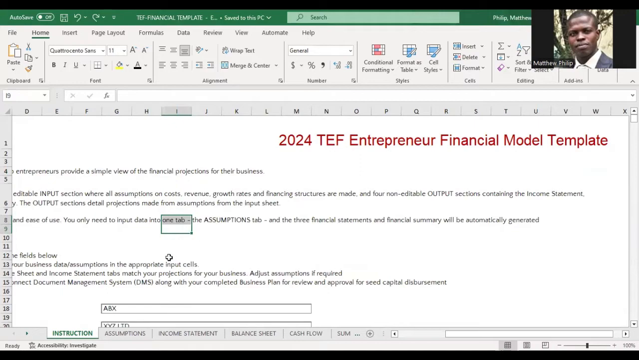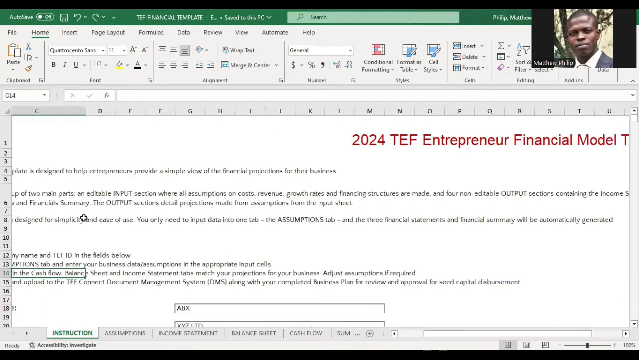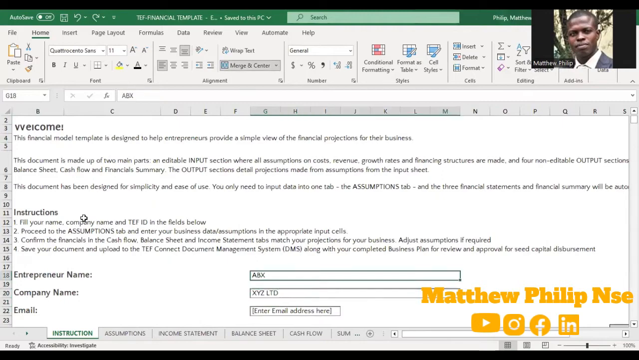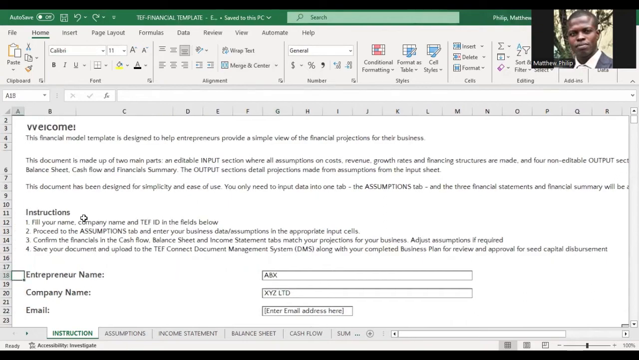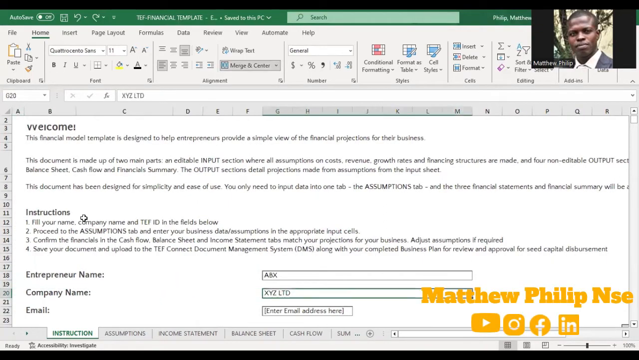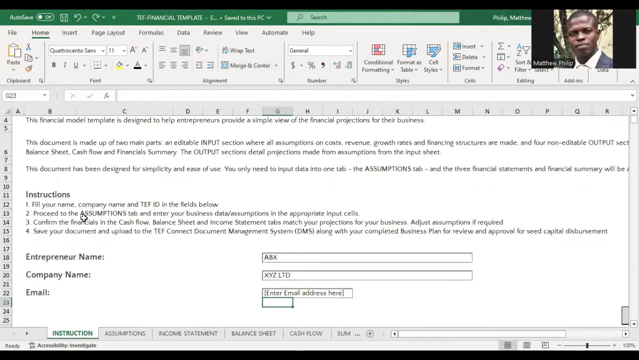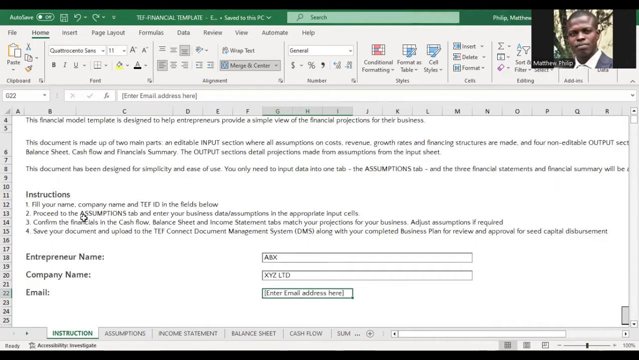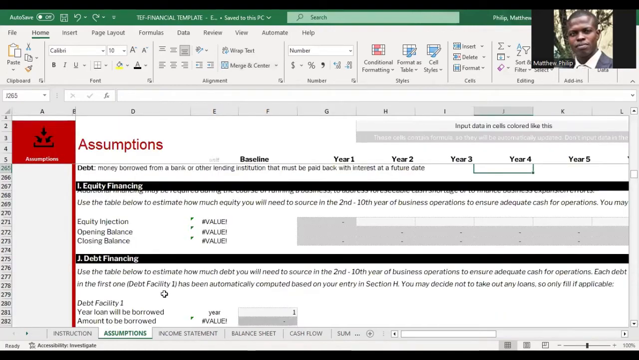On this page, you are to own this template firstly by filling in your name, your full name, the way it appeared while registering for the TEF program. Then fill in your company name, the company name you used for the registration with the program. Then also fill in the email address that you used to register for the Tony Elumelu Foundation. Those are the only three pieces of information required on this worksheet. After that, you move to the next one, which is the assumptions worksheet.